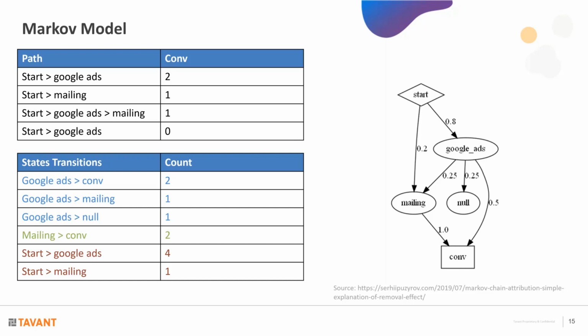So this is how you construct the state transition graph in Markov chains. Now, what do we do with this graph?